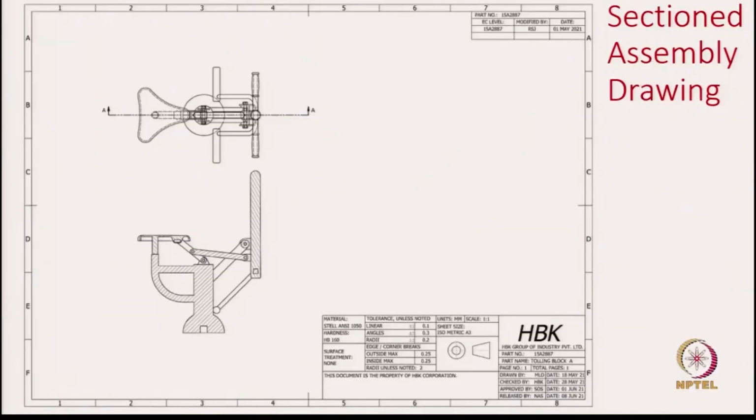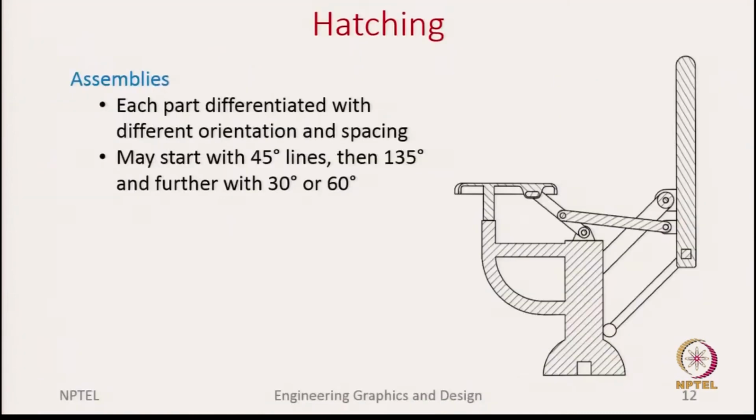For example, in the top view, the section AA line shows you the sectioning line, and in the front view you show the section view. So, there are few details one need to keep in mind when drawing sectioned assembly drawings. We will go through them quickly.